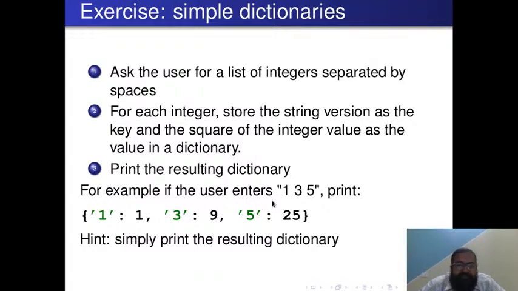For example, if the user enters 135, you have to print 1, which is a string, and its square is 1, and 3, which is a string, and 9 is the square of the number 3, 5 as a string, and 25 as the square of 5.